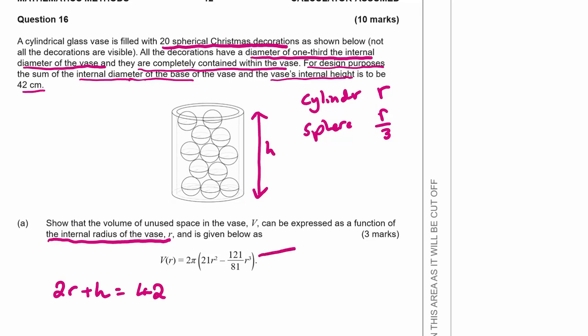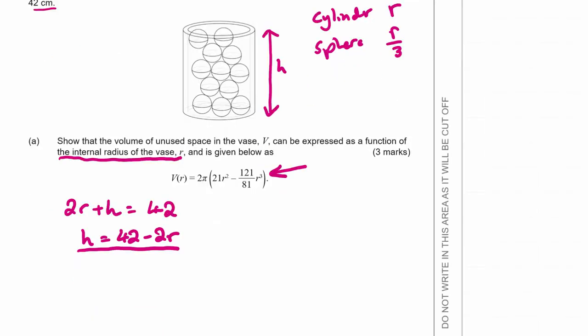that sum is going to be 42. Now if we look at this formula for the volume, it doesn't contain H. So that suggests to me here that I should write H is equal to 42 minus 2R, and that we're going to use that somewhere. So let's think about the volume. And this is for the unused space in the vase.